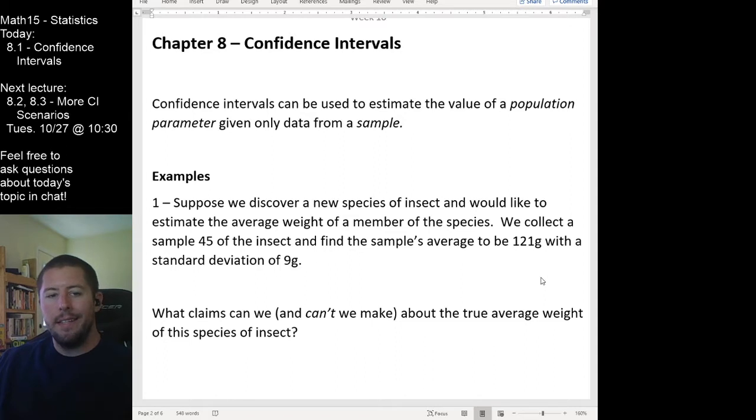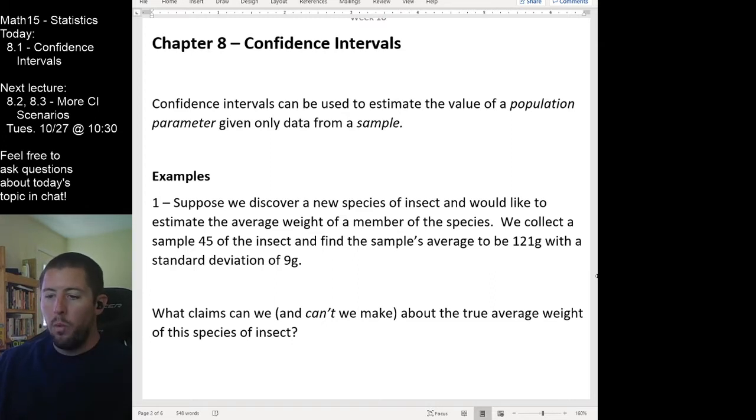Our goal here is to say the true average weight of all of these insects of this species is blank. What we don't have is information about every single individual in the population. What we do have is just the information about 45 members of the population. So our goal is to make a statement about mu, but all we have access to is X bar, right? We want to know the population average. We only have the sample average. So the leading question here is, what claims can and can't we make about the true average weight of the species of this insect?